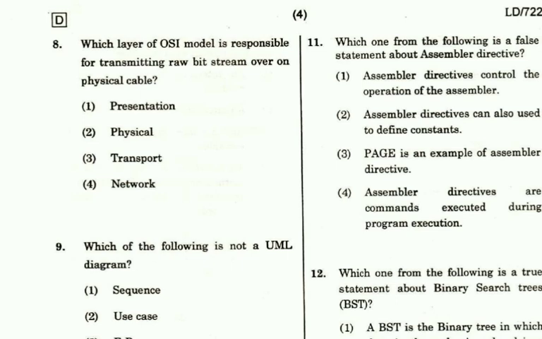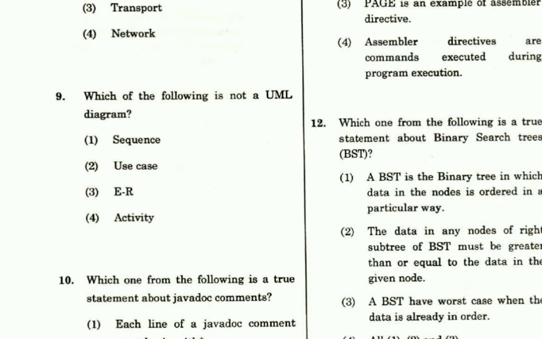Next. Which of the following is not a UML diagram? Sequence diagram, use case, ER diagram and activity diagram. So here from the given options, ER, that is entity relationship diagrams, are used in database modeling, not in UML. So UML diagrams include sequence, use case and activity diagram. That helps in the software design. So option 3 is the correct answer.